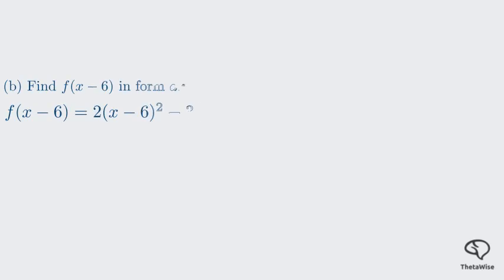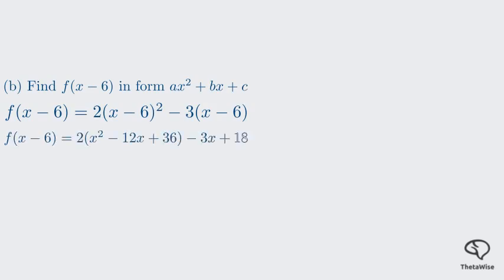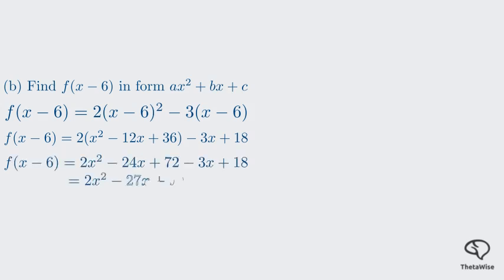In part B, we find f of x minus 6. We replace every x in the original f of x with a bracket x minus 6. Expand the square first. x minus 6 squared is x squared minus 12x plus 36. Now collect like terms to get 2x squared minus 27x plus 90.